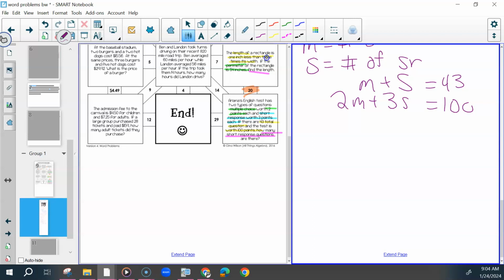Substitution. If we're solving by substitution, we need to find how many short response questions there are. So if we solve for M, get M by itself, when we put it back in, we will have just S. So if I get rid of this S, we have 43 minus S. M equals 43 minus S. And then we can substitute that equation back in.